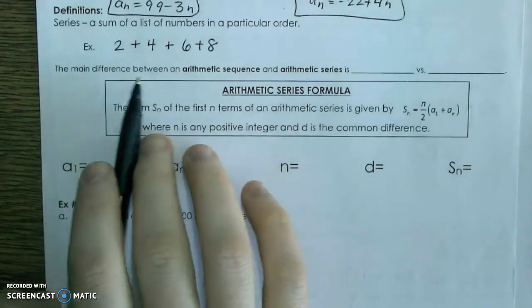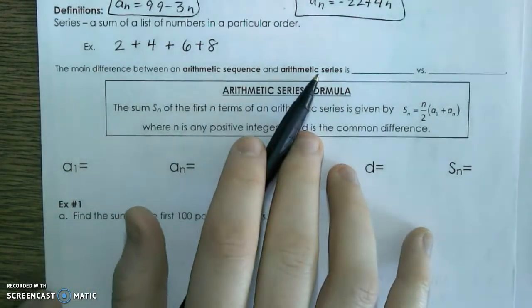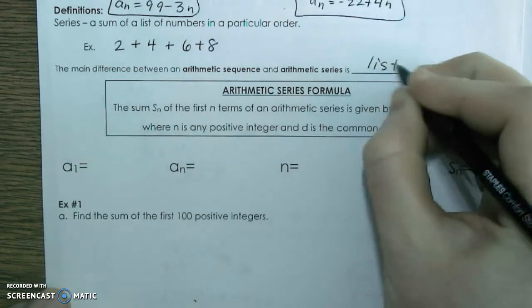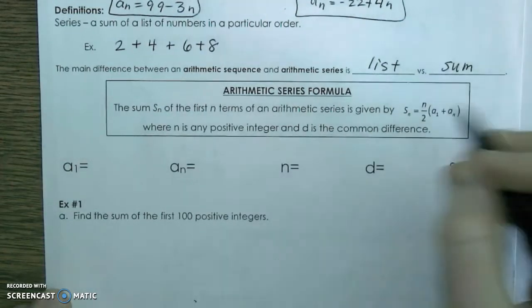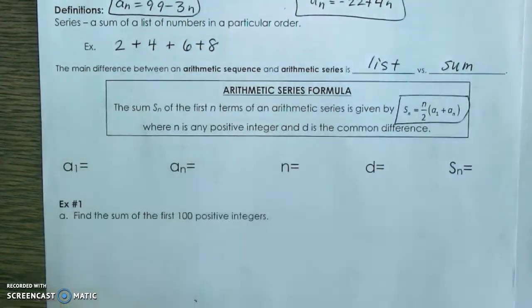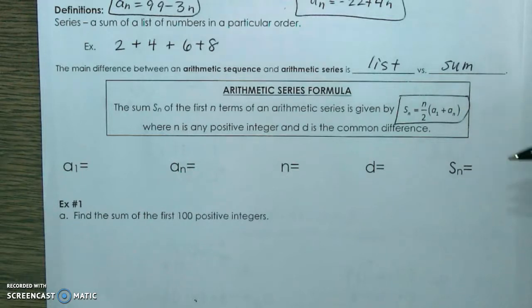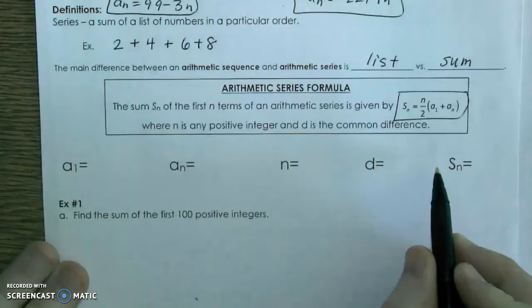The main difference between an arithmetic sequence and an arithmetic series is that a sequence is a list, and a series is a sum. Just like we had before for the equation or a formula for the arithmetic sequence, we have a formula for the arithmetic series, where n is the number of terms, S sub n is the sum of those terms, and a1 is your first term, a sub n is your last or nth term. And so let's define those variables here.